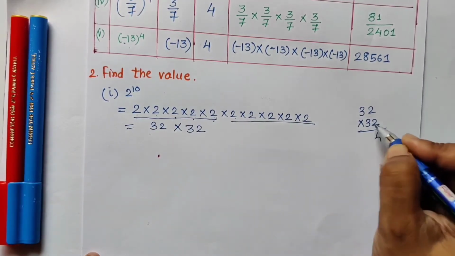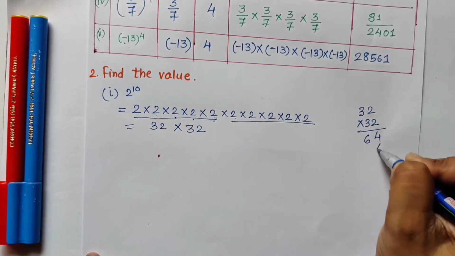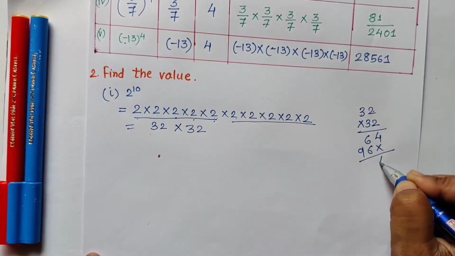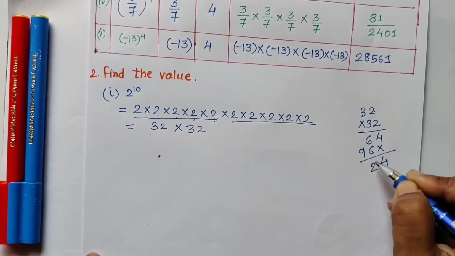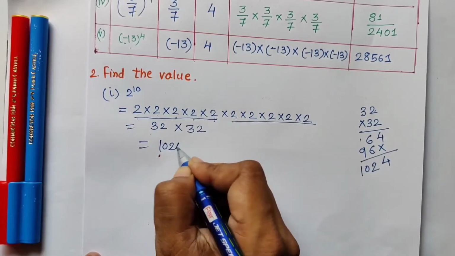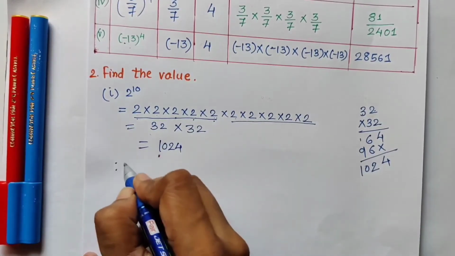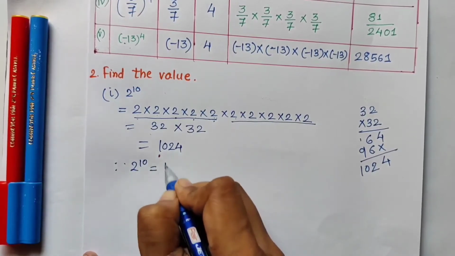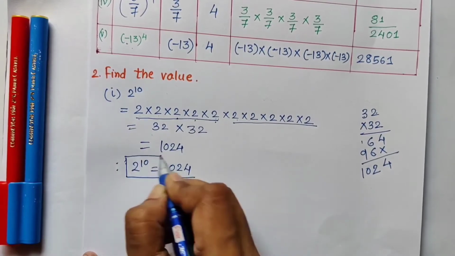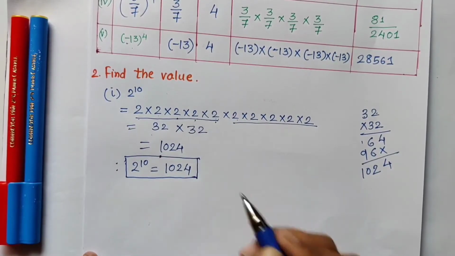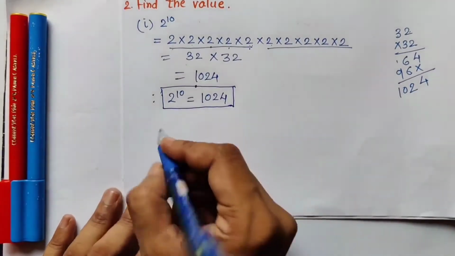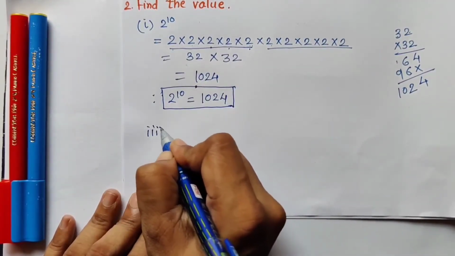2 2s are 4, 2 3s are 6, then 3 2s are 6 and 3 3s are 9. We are getting 4, 6 plus 6, 12, 1 carrying. 1024 is the answer. So 2 raised to 10 is equal to 1024. In this way we have to write the answer. Now see the next sum. I am going to show you third one. Third sum we are going to see now.